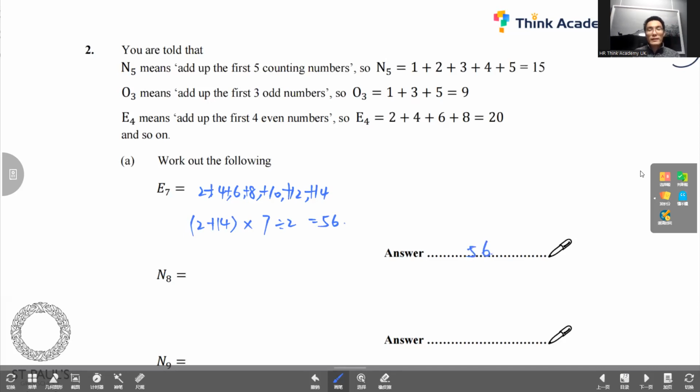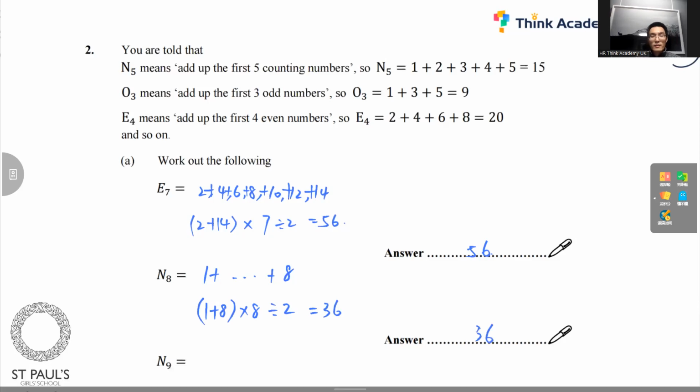And then for the next one, N8. N8 means add up the first 8 counting numbers. It is 1 plus all the way to 8. So the first term is 1. The last term is 8. The number of terms is 8, divided by 2. So it's 8 times 9 divided by 2, which is 72 divided by 2, which is 36. The answer is 36.